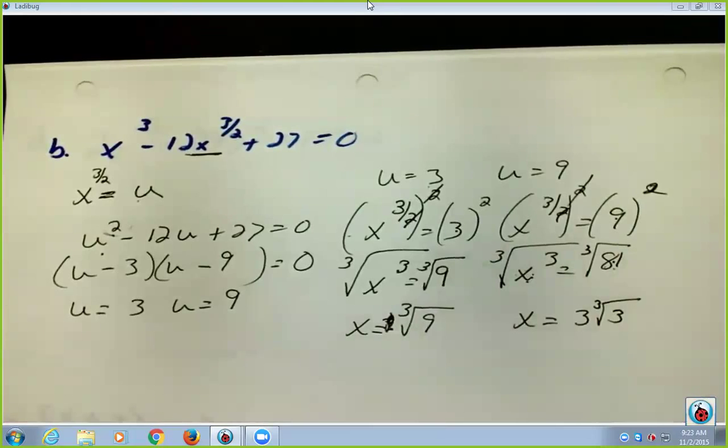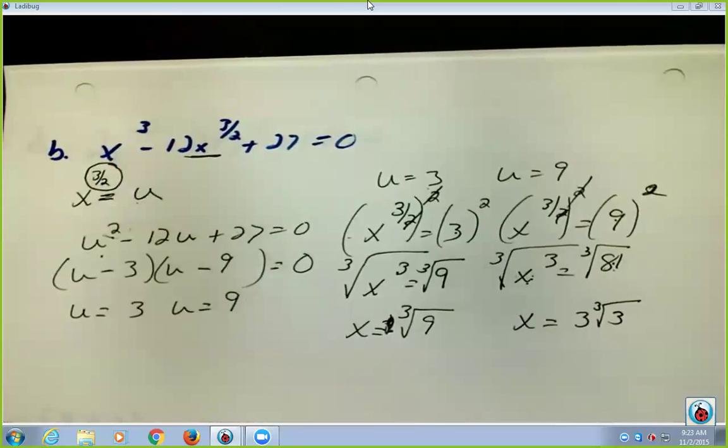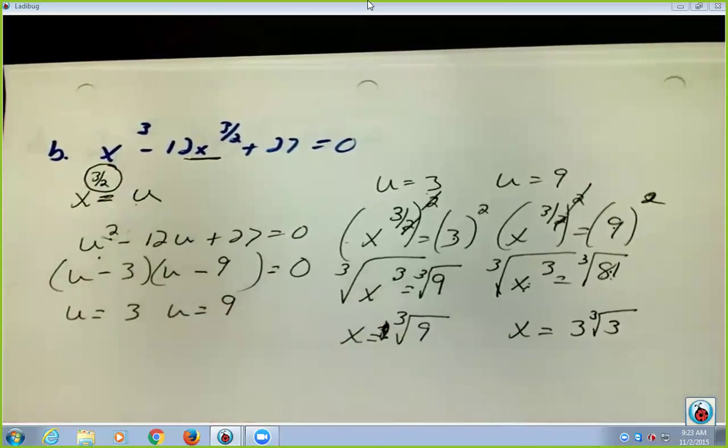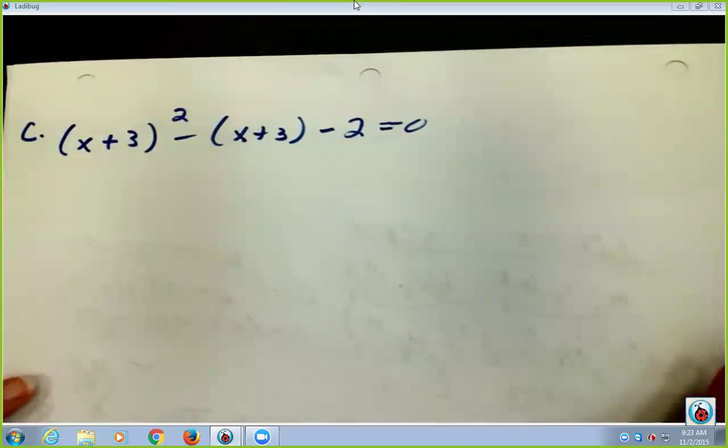So that's kind of a strange one. So be careful with the fractional exponents. Okay? So you got to do this kind of stuff with those. So that's type 2. So we had type 1, type 2, type 3.